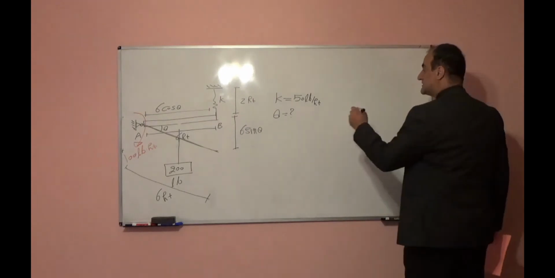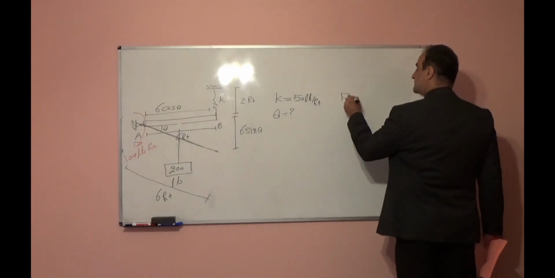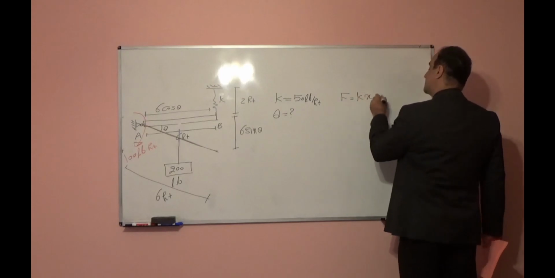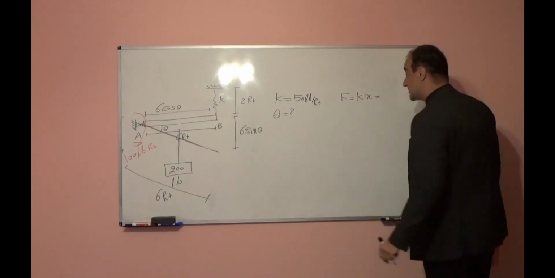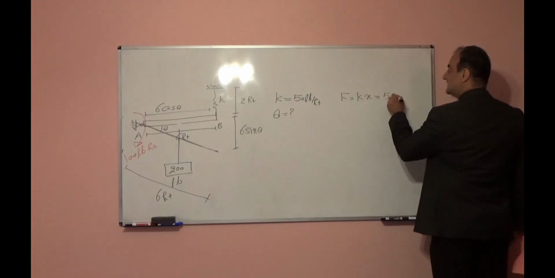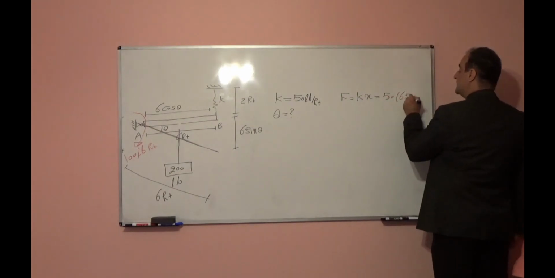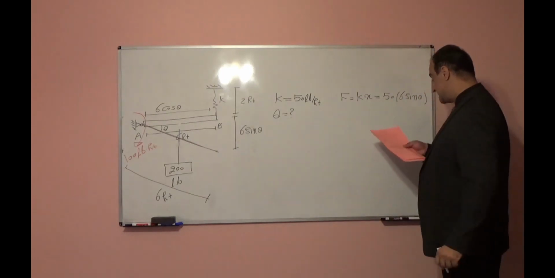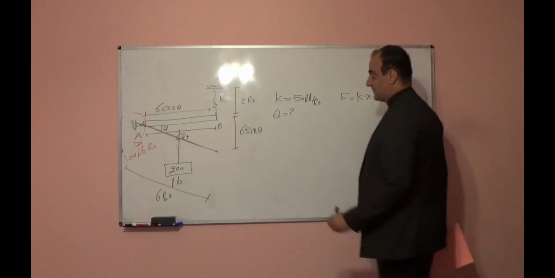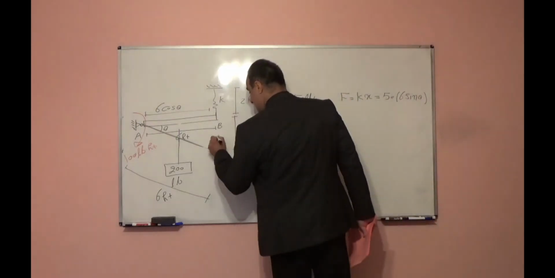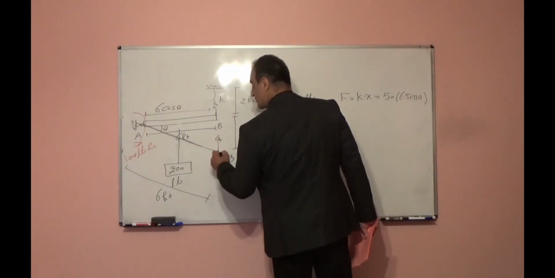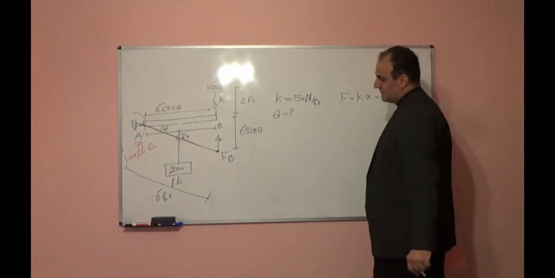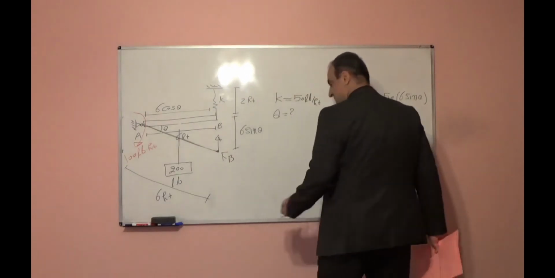So the force inside of the spring, if I show it with F, is equal to Kx, stiffness times deformation. Stiffness is 50, deformation is 6 sine theta. So this will be the force inside of the spring. That force will be at point B. So if I cut it and draw the free body diagram, now the weight is here.